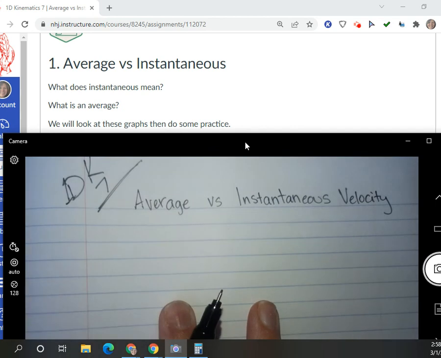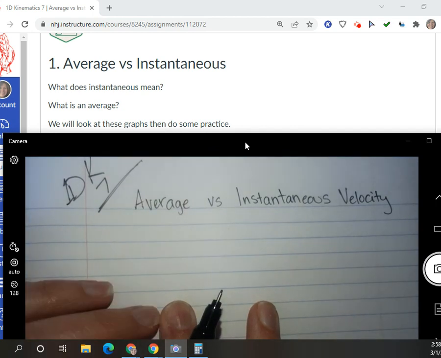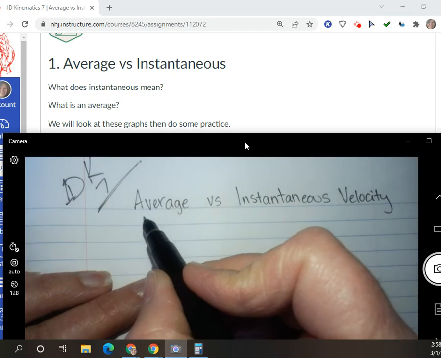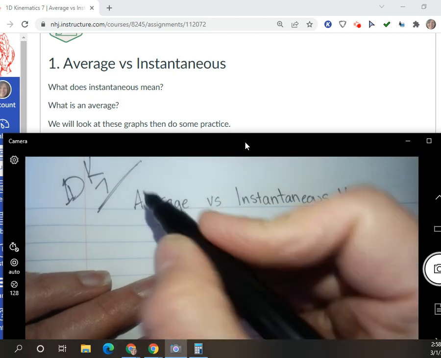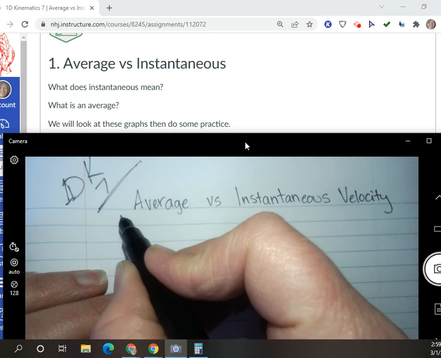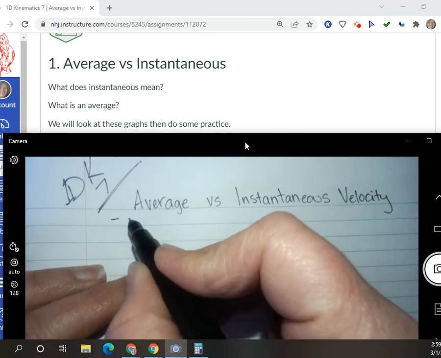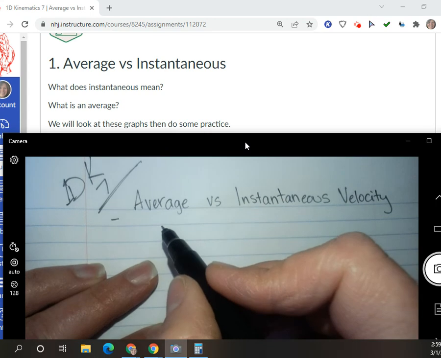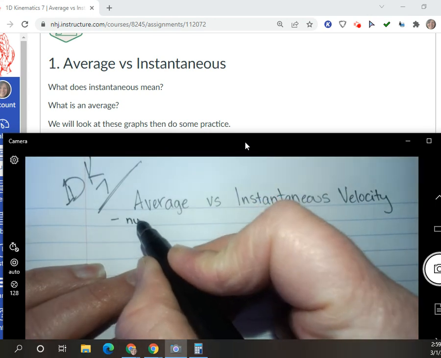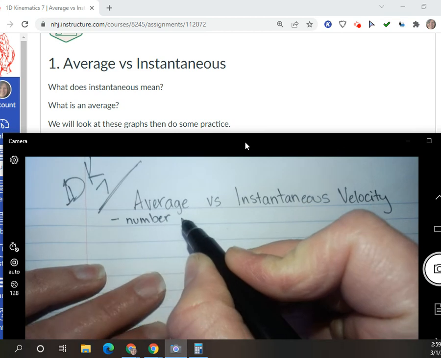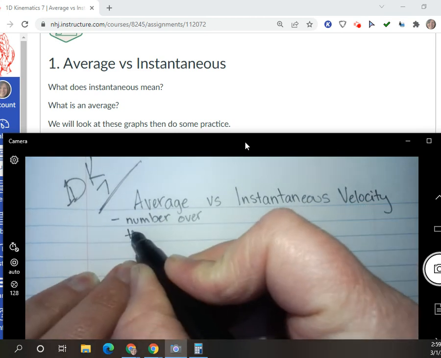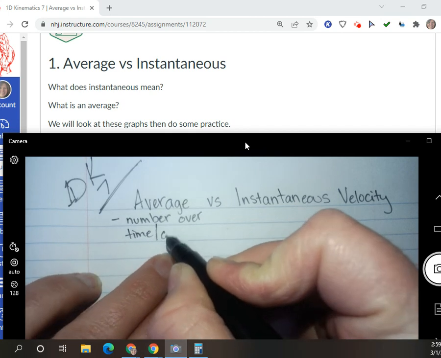Okay. So, average, what does that word even mean? When we think about average, we think of the mean. We add them up and divide by the number of numbers. So it's kind of a number over time or a number over occurrences.